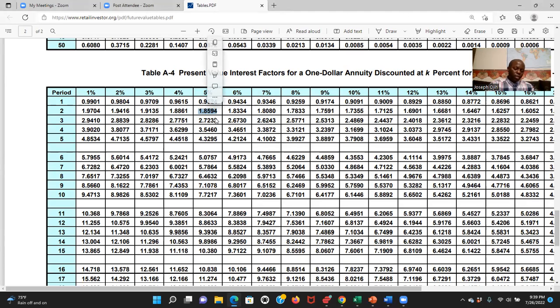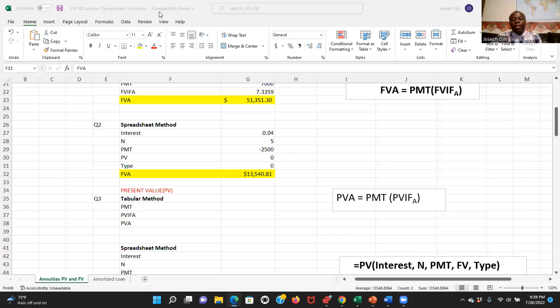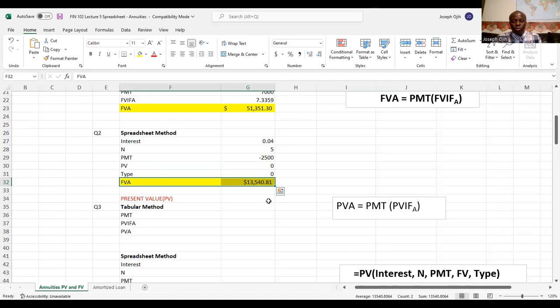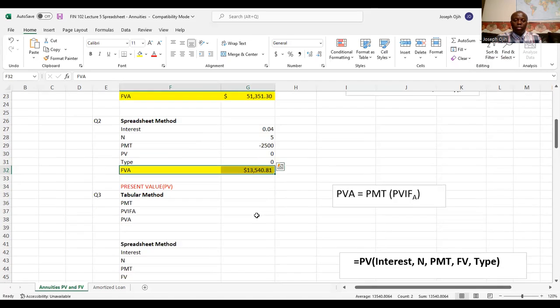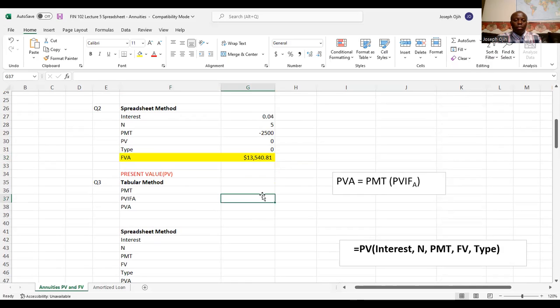1.8594. So let's go and put them inside the table in Excel to make it easy. You can use a calculator if you want, but I use Excel so I can show you and compare the results.